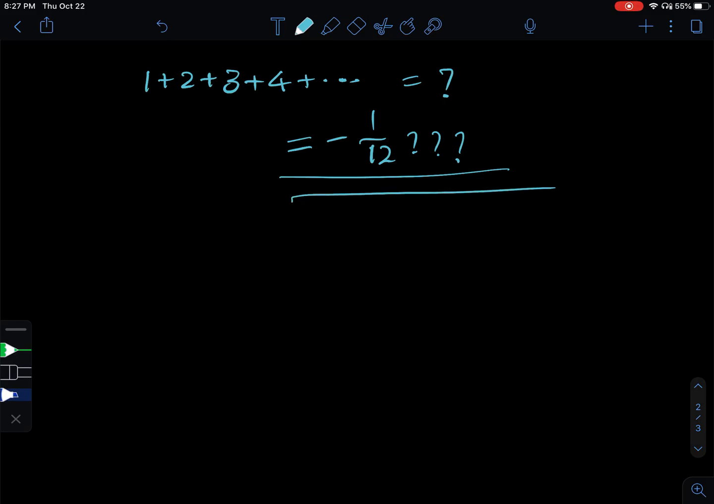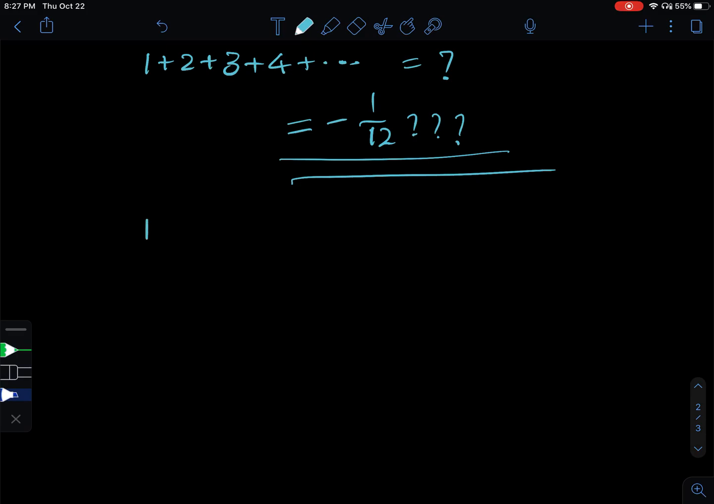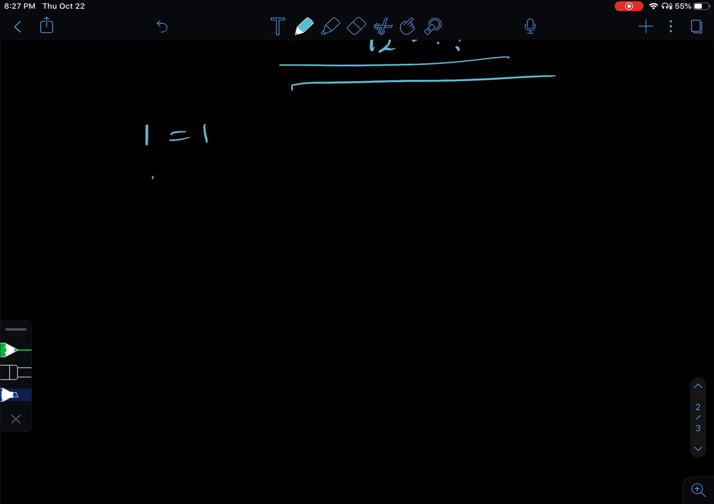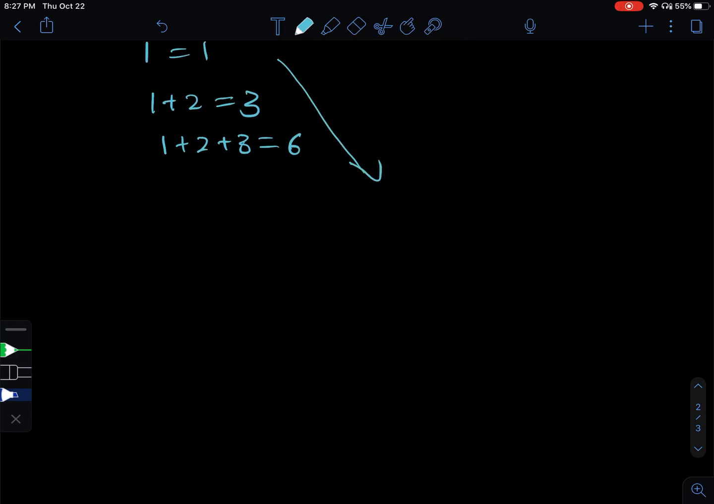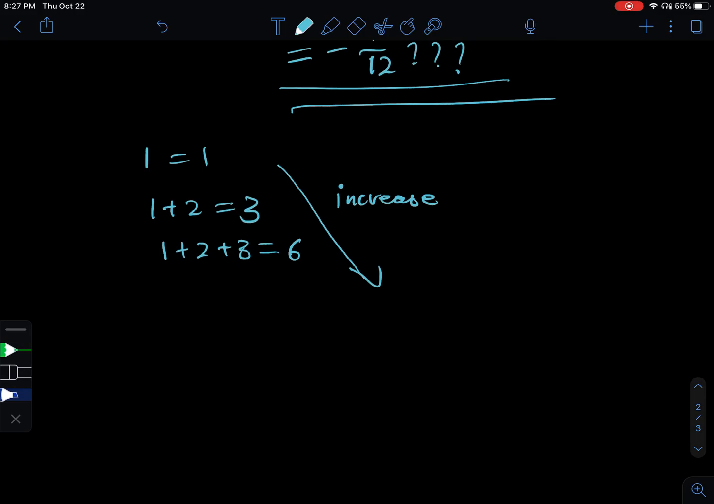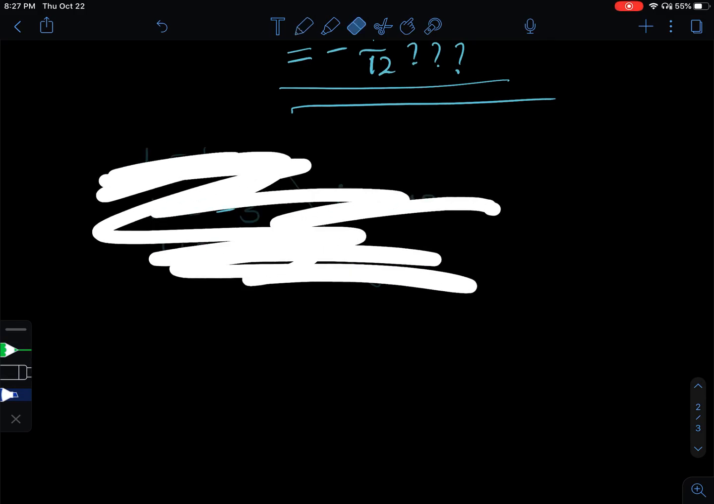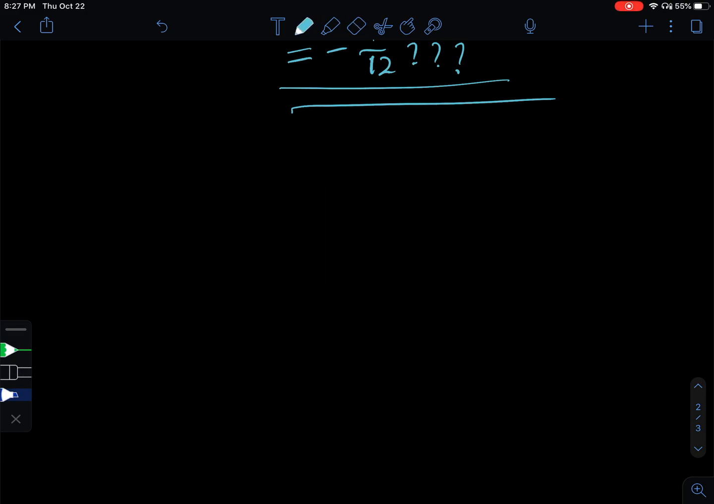Well, I don't understand how it's possible because 1 is 1, then 1 plus 2 is 3, 1 plus 2 plus 3 is 6, and it just keeps increasing. It's an increase in value as you keep going. So there's no way it can go to negatives. Yeah, so that's how I view this. But in geometry, the geometric series, it works differently.